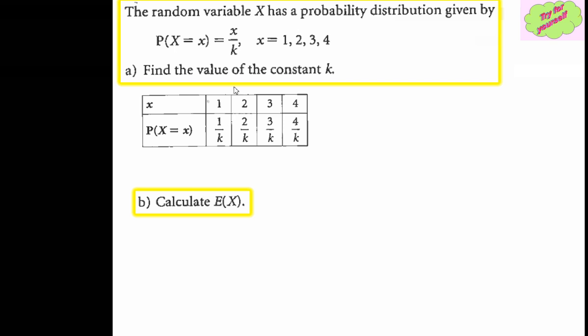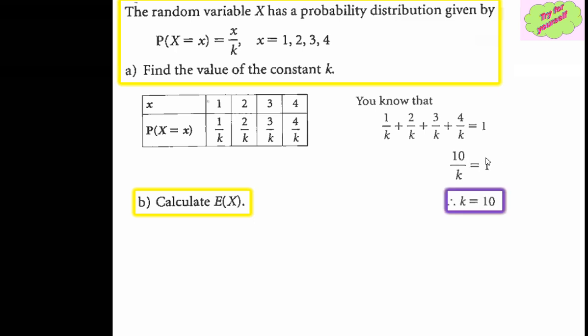So the outcomes are 1, 2, 3, 4. The probabilities are whatever the x value is divided by k. So the first is 1 over k, that one must be 2 over k, that one 3 over k, and 4 over k. These all must add up to 1, so set that equation up. Because you've got a common denominator, you just add the numerators. So 1 plus 2 plus 3 plus 4 gives you 10 over k equals 1. So what does k have to equal? Rearranging, 10 equals 1k, so k equals 10, because 10 divided by 10 equals 1.